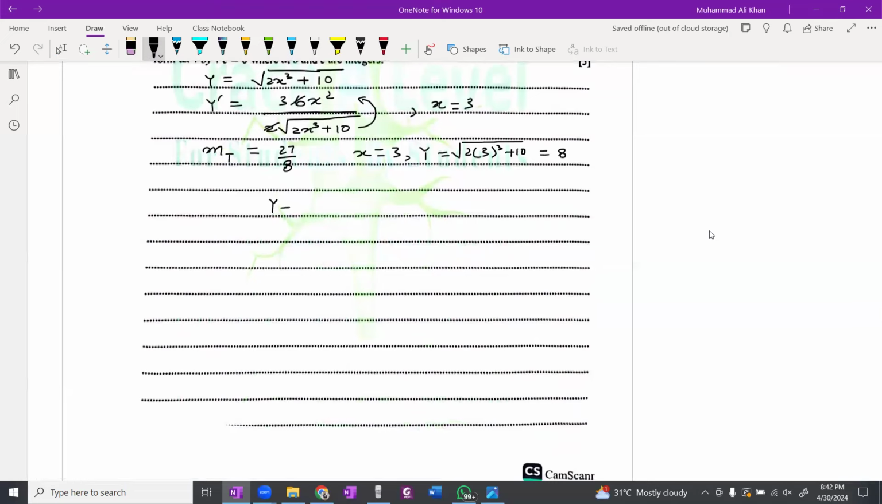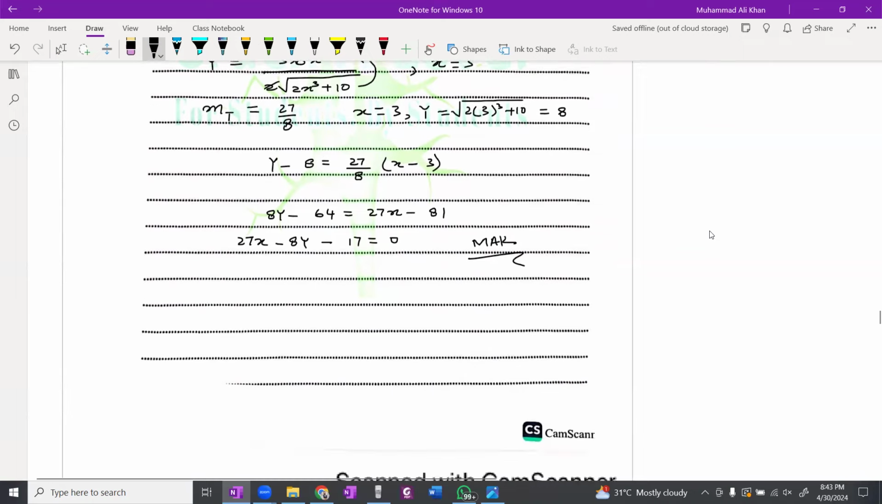So by using y minus y1 equals m times x minus x1, cross multiply: 8y minus 64 equals 27x minus 81. Sorry, we have to write it like 27x minus 8y minus 17 equals 0. This is the equation of the tangent where x equals 3.